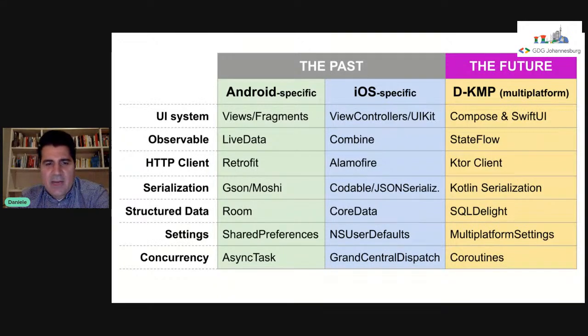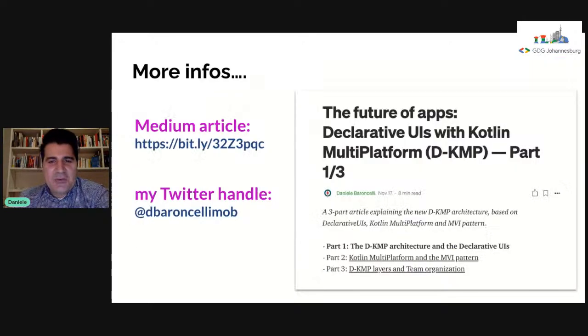For structured data, we wouldn't use Room or Core Data, but we would use SQL Delight, which is a library developed by Square. And for concurrency, we would use coroutines, which is, by the way, also what normal Android developers should use nowadays. Okay, so this was the last slide.